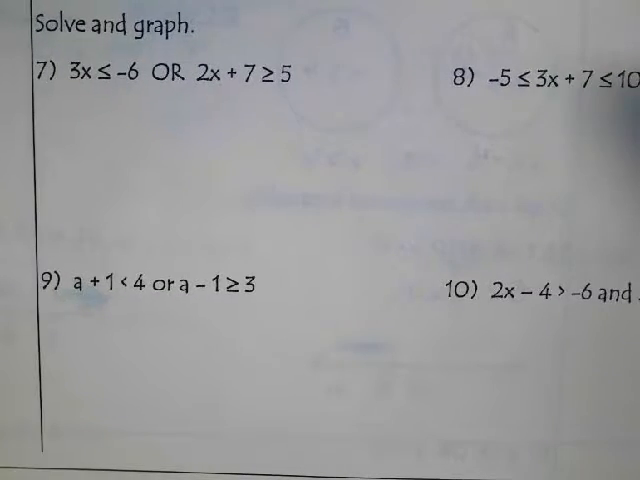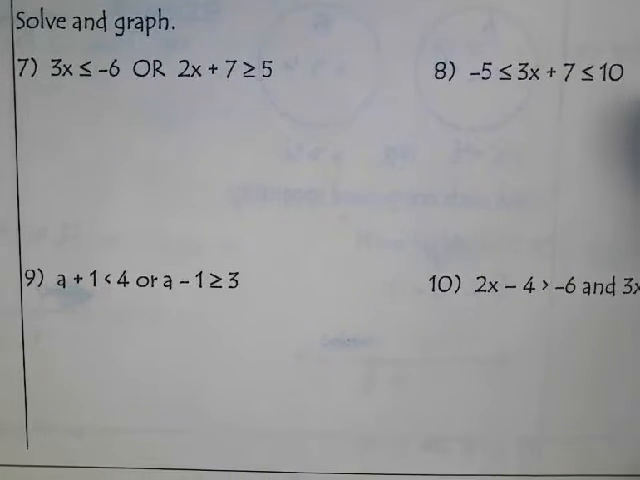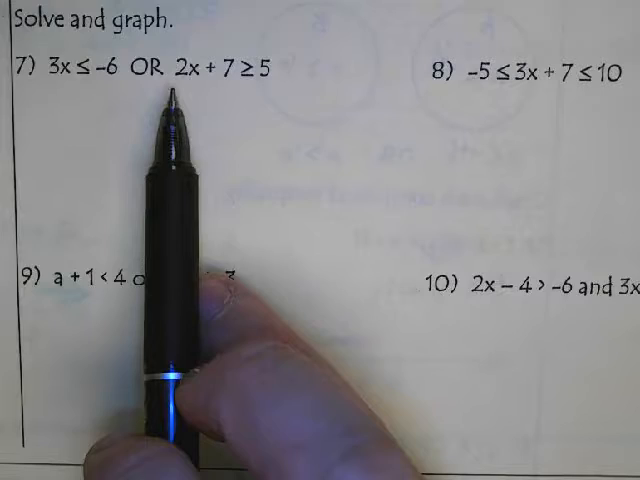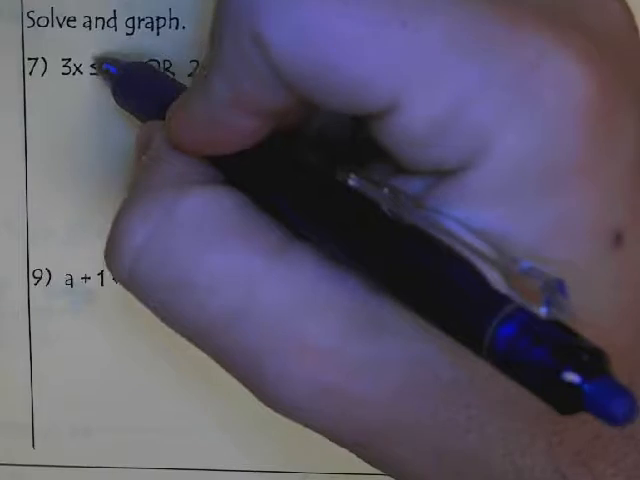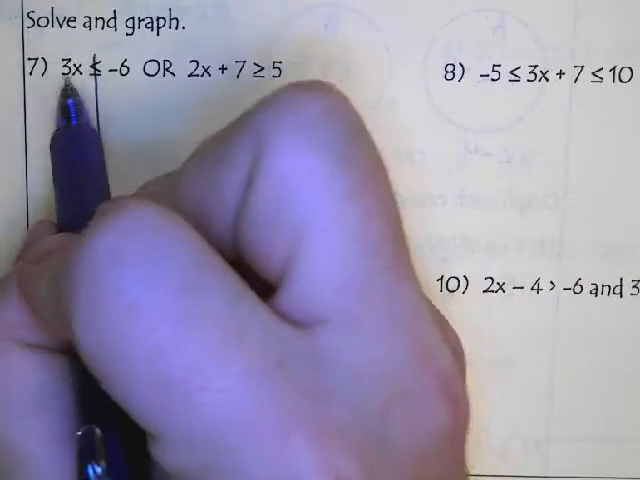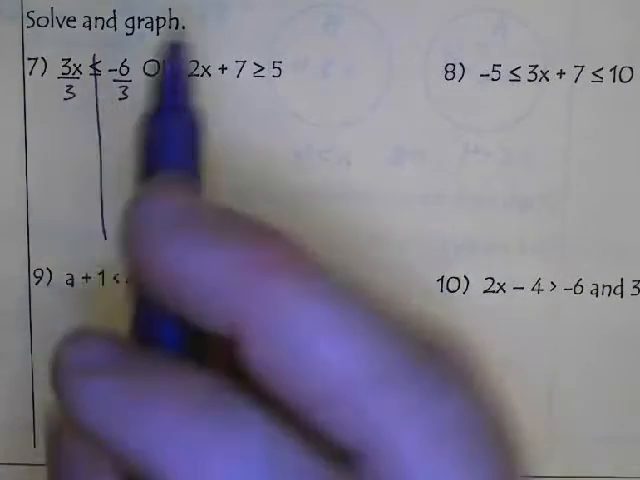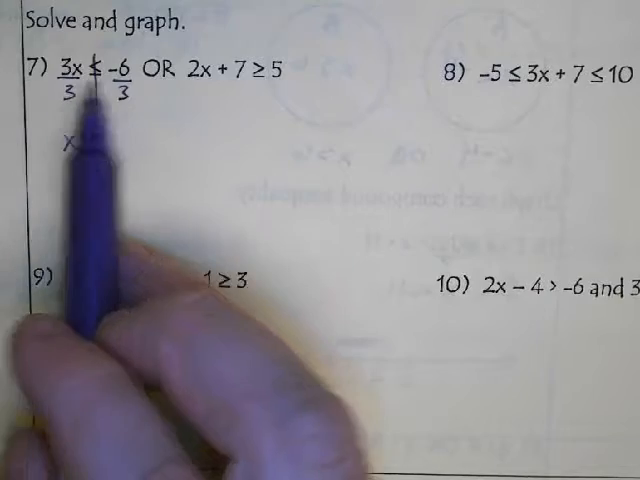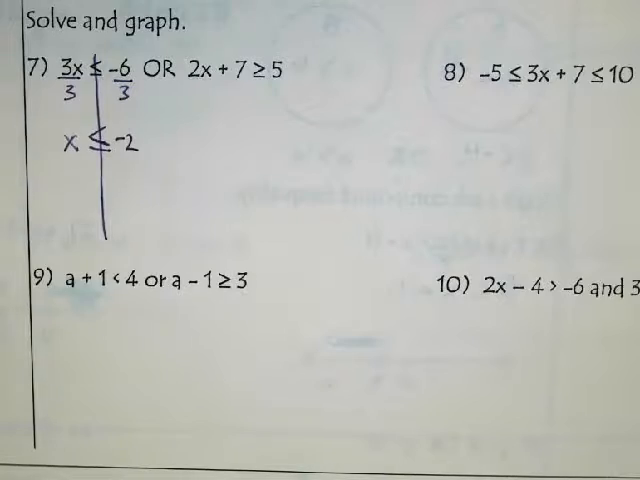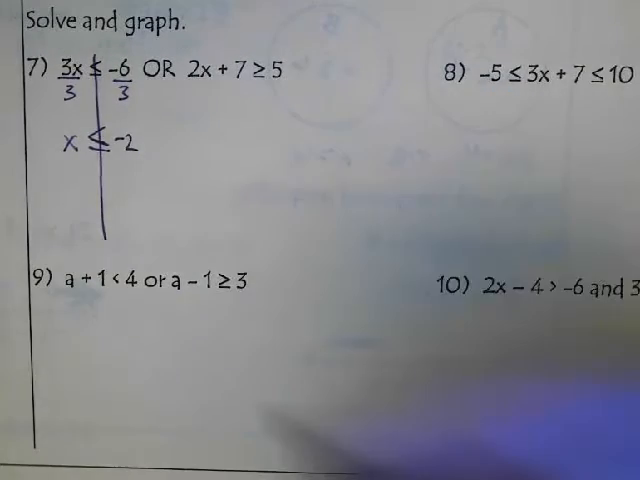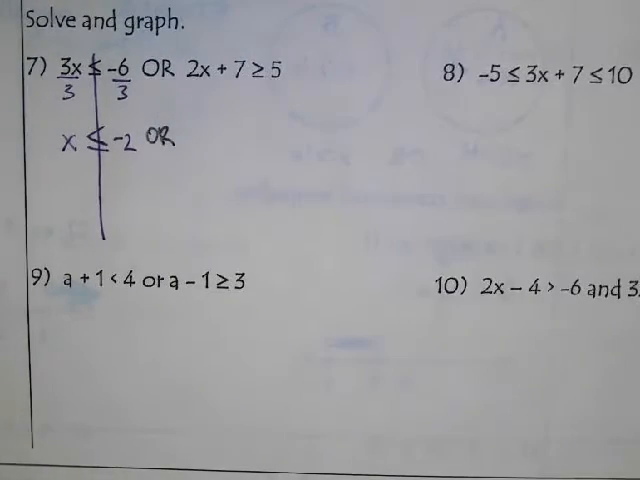Okay, so let's do 7 and 8. 7 is going to be straightforward. It's just like solving two different inequalities. One problem, but two different inequalities. So we'll draw our line down the middle. We'll divide both sides by 3 on the first half. 3x is less than or equal to negative 6, so I'll divide both sides by 3. Dividing both sides by positive, so there is no sign flippage, and we get x is less than or equal to negative 2. We'll bring that or word down, and then we'll solve our other inequality.